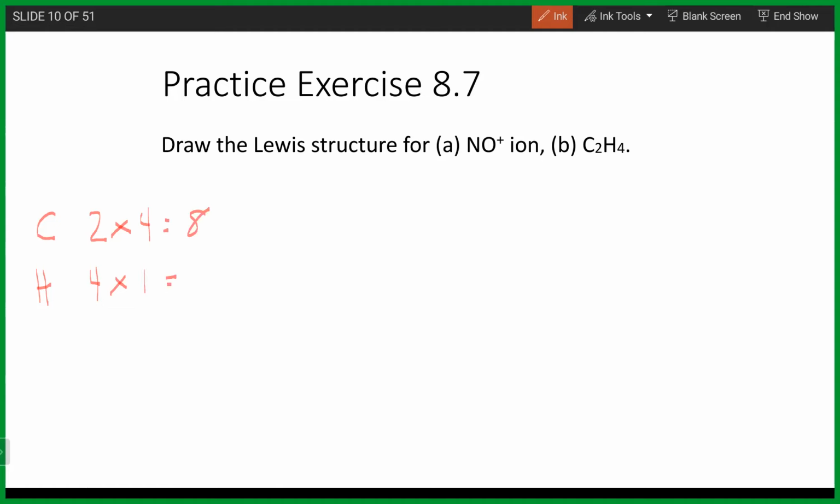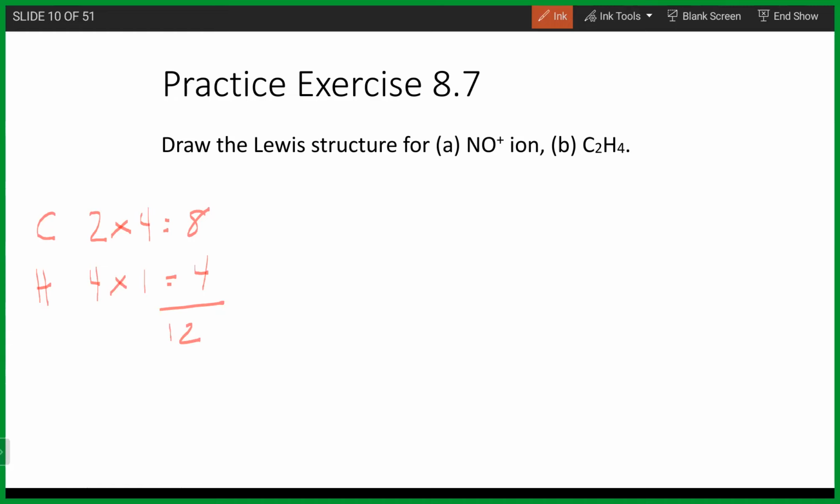So we've got 8 and 4. So we've got 12 valence electrons total to work with. And again, for this one, since it's neutral overall, we don't need to account for any charge. But this is going to be an example of an organic molecule. So remember, organic chemistry is the study of carbon.